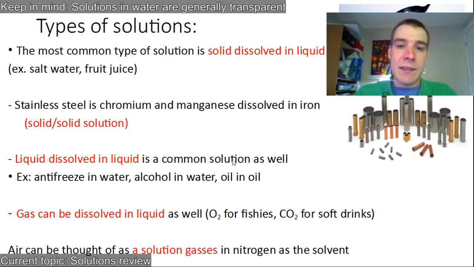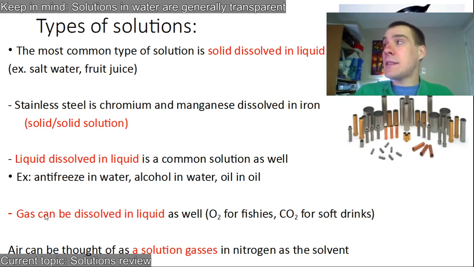Liquid dissolved in liquid also happens a lot, like nail polish remover is acetone dissolved in water. Vinegar is acetic acid dissolved in water. Things like that. Vegetable oil is a bunch of different types of oil all dissolved in each other.